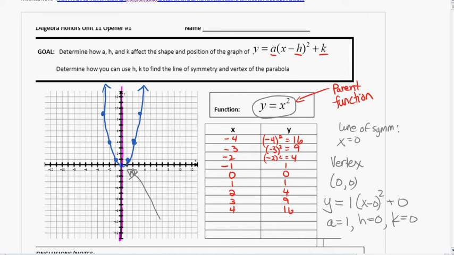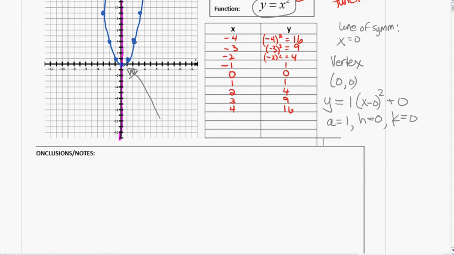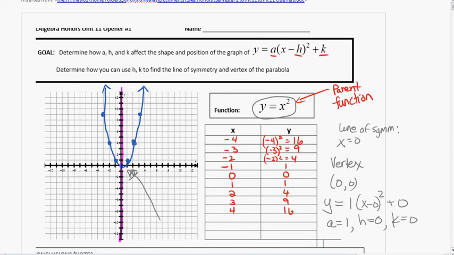So that's the first opener. Obviously it's hard to draw a pattern from one, but once we start seeing more, you might want to refer back to this parent function and see how it's different.